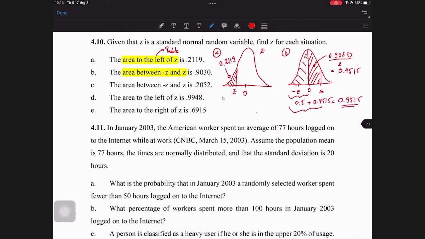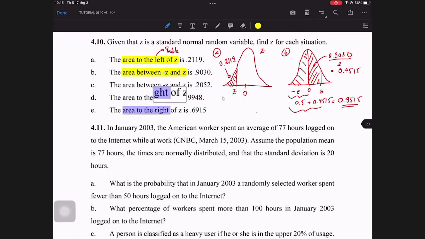Now, for question C here, the area between minus Z and Z, it should be easy, because it will be the same as B. So I'll just ignore this. The area to the left in question D is also very easy. The area to the right.